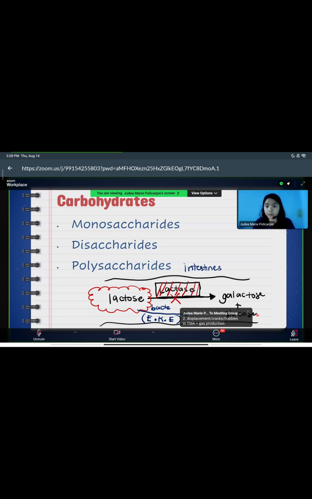Okay, di ba sa TSI nagkakaroon ng cracks, displacement, bubbles, senyales yan na may gas production. So gas production is also a product of lactose fermentation. Now that explains the reason behind the bloated feeling that you get. After a long time of not drinking milk, bigla mo na pagtripang uminom ng gatas, eventually you get to feel bloated.